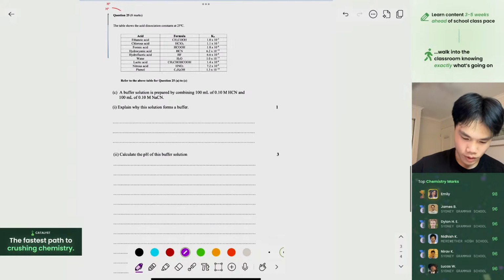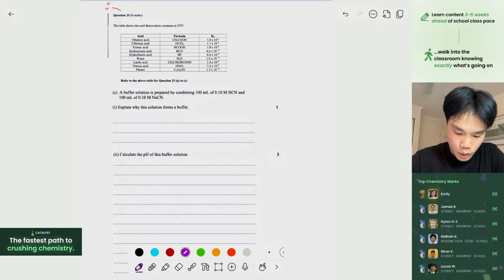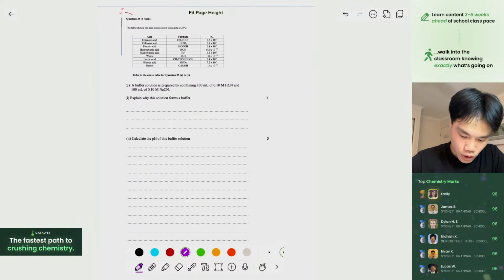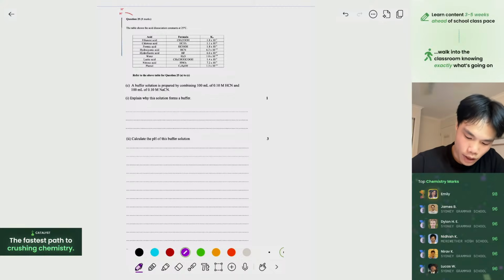With this final development here: explain why this solution forms a buffer and calculate the pH of this buffer solution. What I'll do instead is I'll give you a model response for a buffer explanation instead of doing this question, but I'll also give you this question anyway. So feel free to take a screenshot or come back to this, have a go at this. The first part is just explaining why it's a buffer, quite straightforward, 1 mark. Second part is a buffer calculation. And a lot of people haven't seen buffer calculations until it's too late, but it asks to calculate the pH of a buffer solution formed from 100 mils of 0.1 molar HCN or 0.1 molar NaCN.